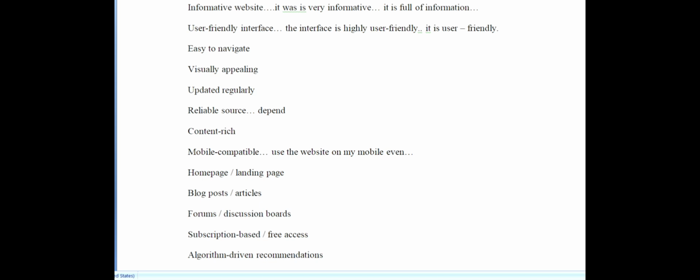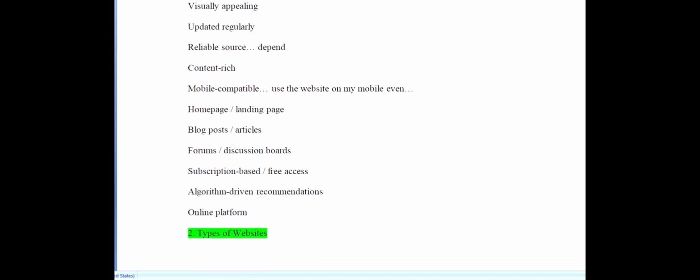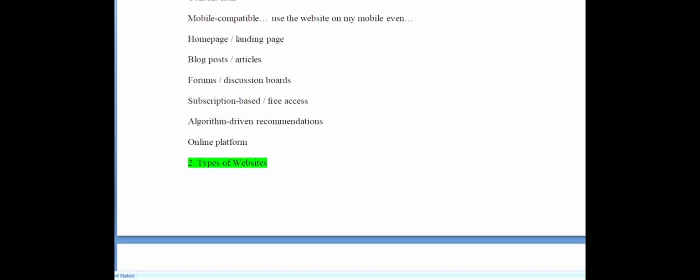Other words can be the home page, the landing page, then blog posts or articles, the forums and discussion boards, subscription based or free access, and then algorithm driven recommendations. Very nice and very strong word. Once we refer a site, automatically we are getting related content of it. So that is called algorithm driven recommendations.